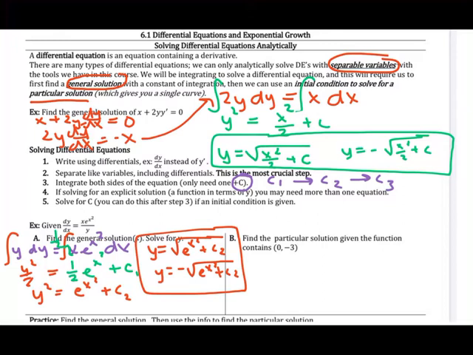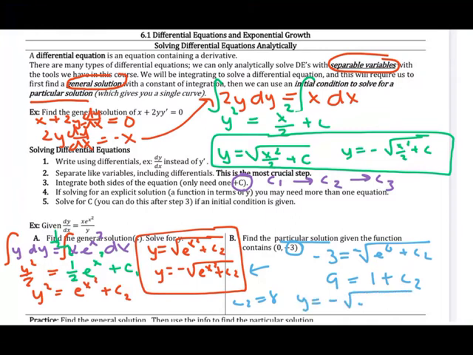Part B is giving us an initial condition and asking us to find the particular solution. So notice here that y is negative. That means we're going to use this equation with the negative square root. So we're going to say negative 3 equals the negative square root of e to the 0 plus c2, and we're going to solve for c2. So I'm going to square both sides. c2 is going to be 8. So the particular solution, the exact solution with this initial condition, is going to be y equals negative the square root of e to the x squared plus 8.